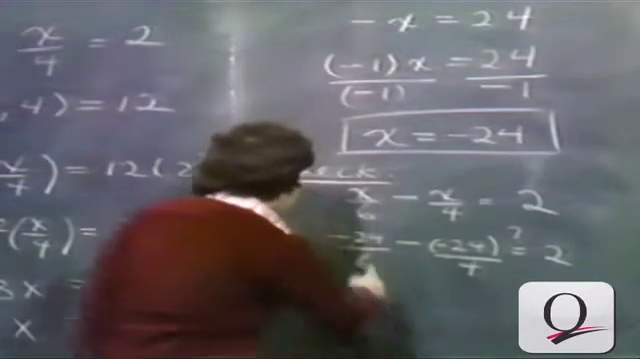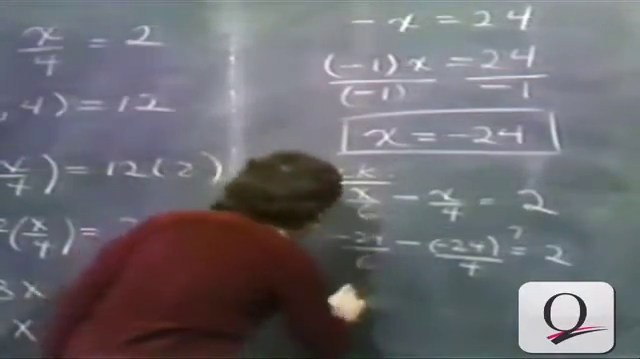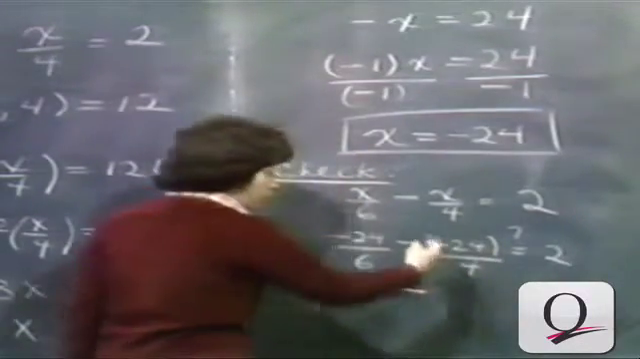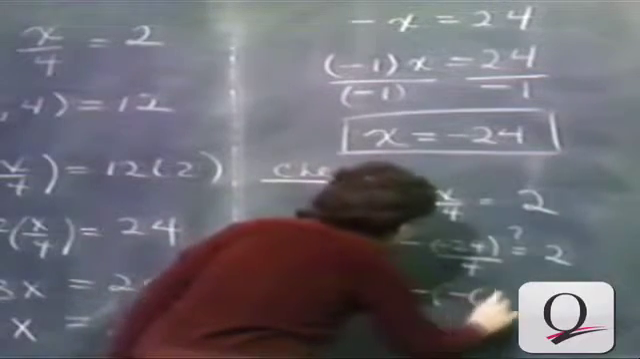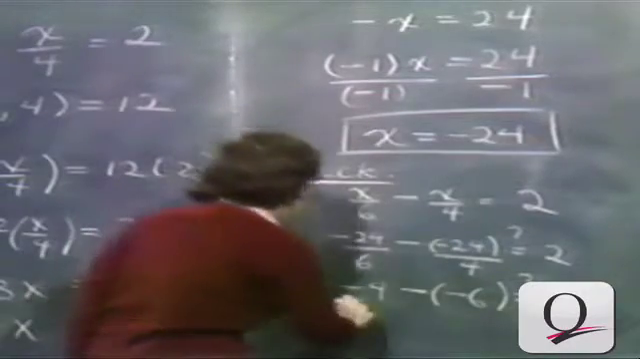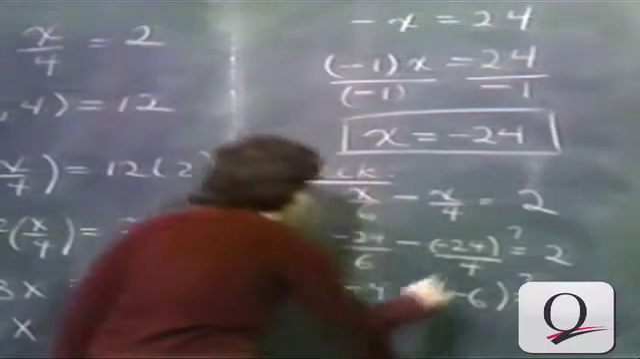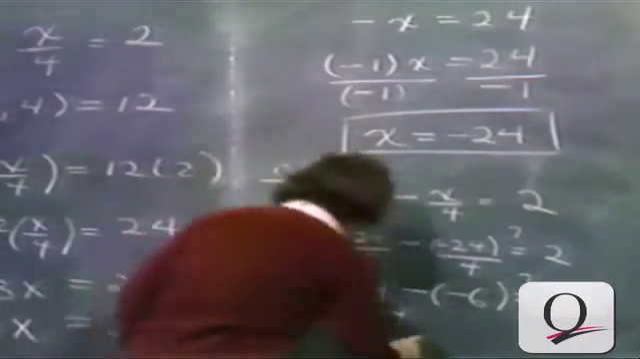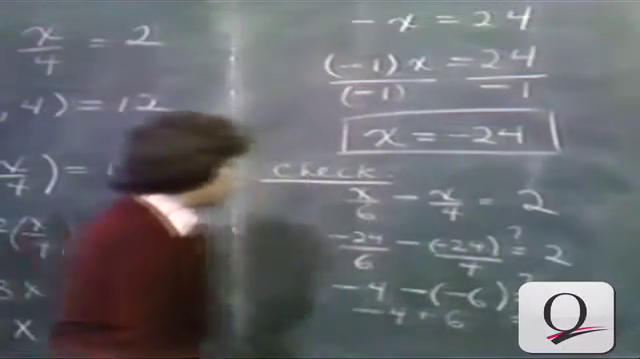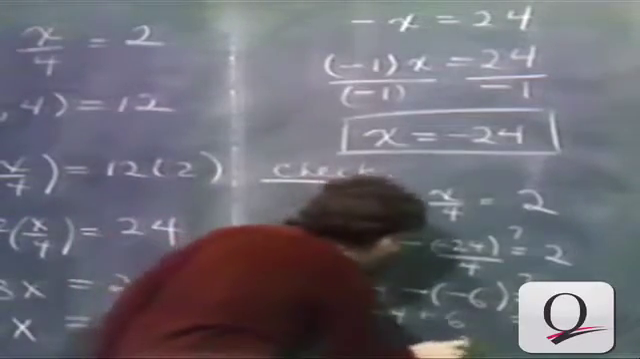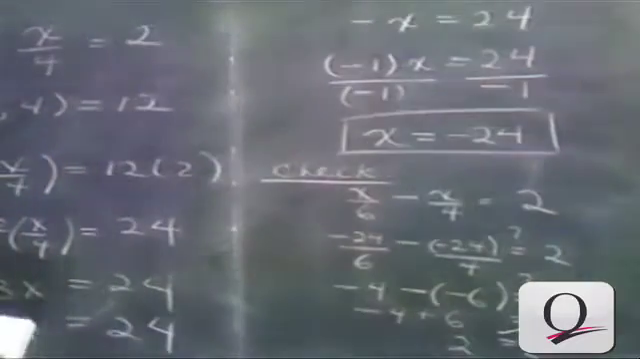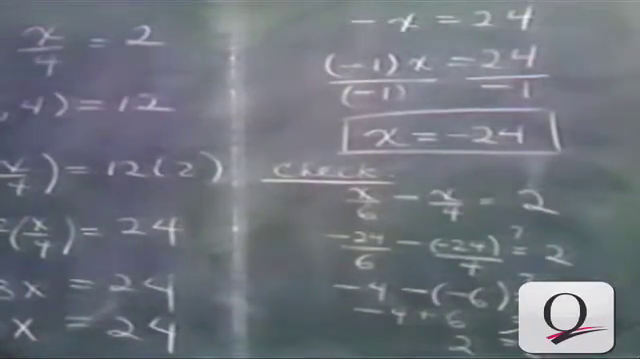Well, let's see. Minus 24 over 6, that's minus 4. Take away minus 24 over 4, which is minus 6. This should be equal to 2. Now, instead of subtracting a minus 6, we can add a plus 6. Minus 4 plus 6 should be equal to 2, and sure enough, that's equal to 2, and that's the end of our check.